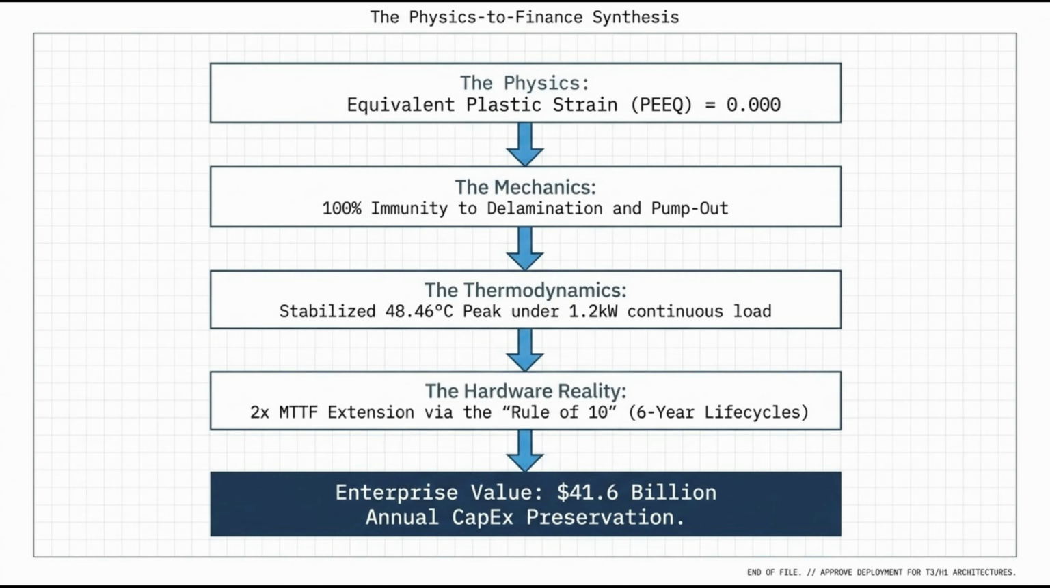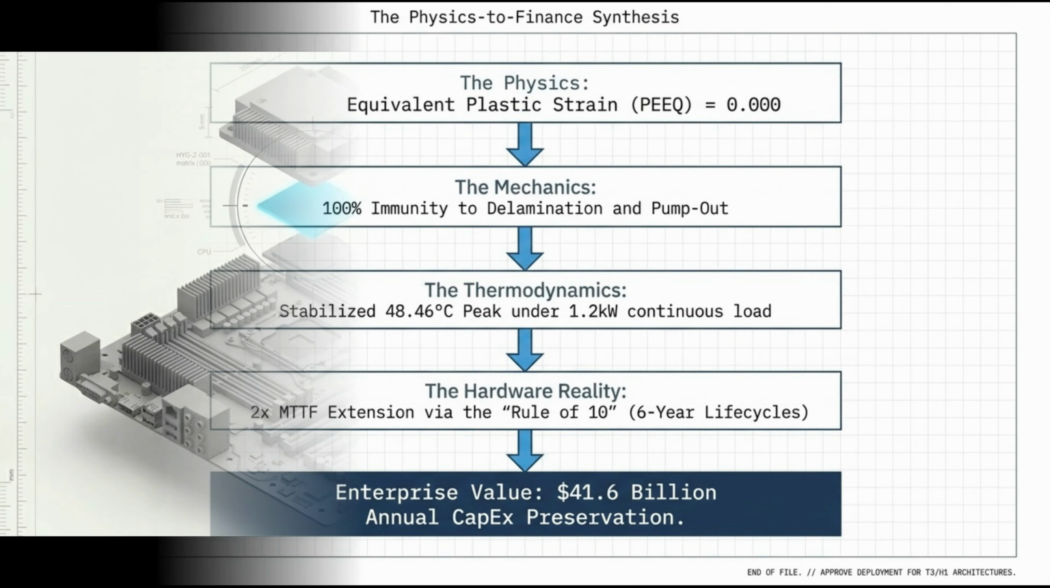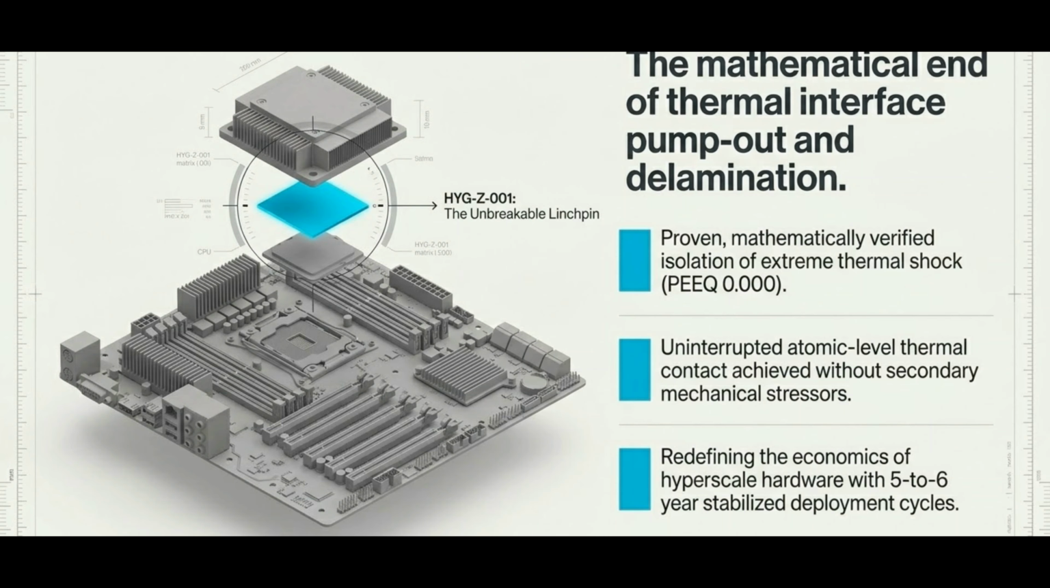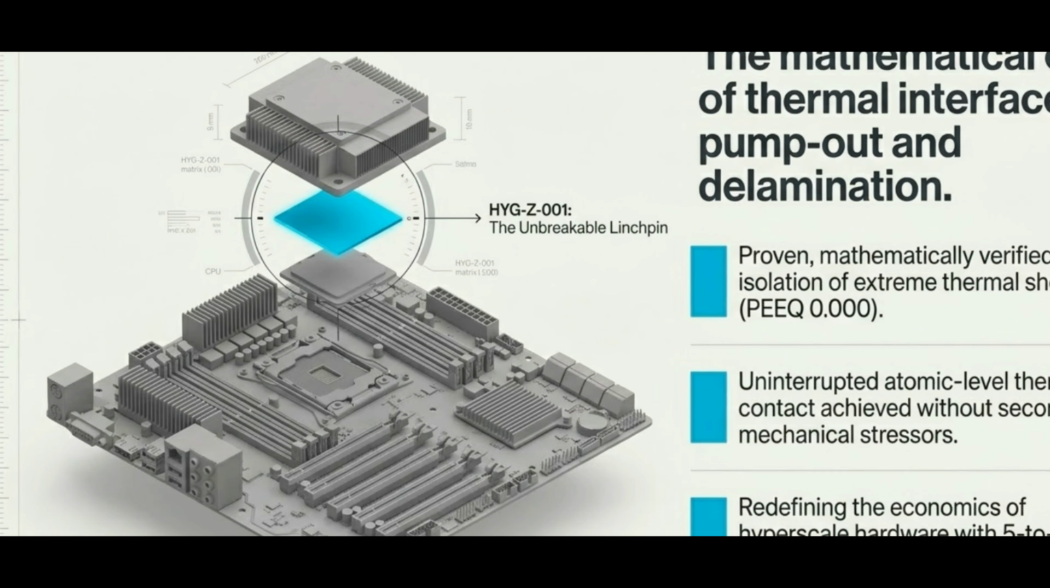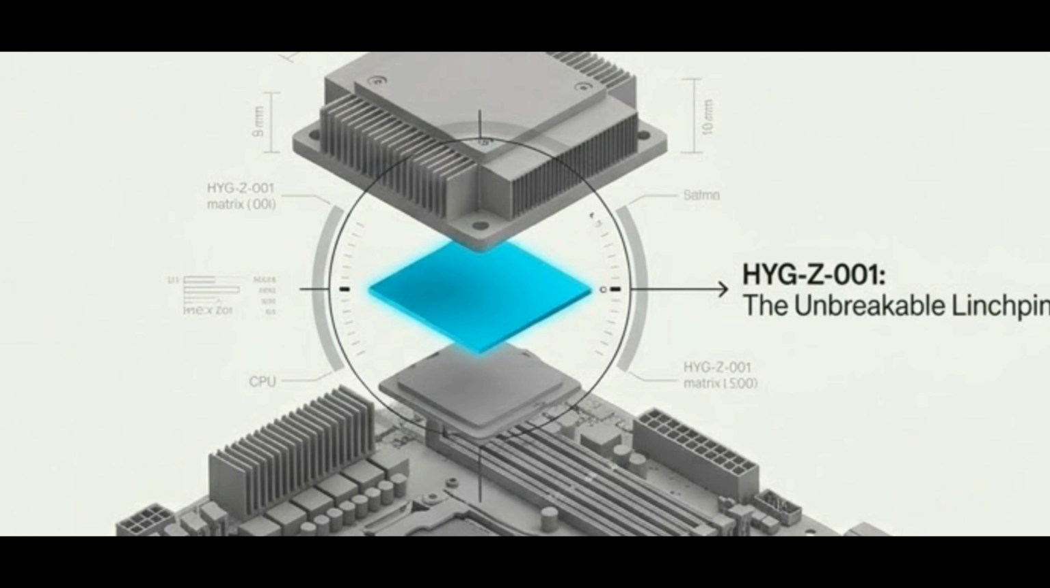Life cycle implications. In legacy server architectures, this exact CTE mismatch creates abrasive shear forces that cause thermal pastes to rapidly pump out and delaminate over time. Because the Phi mathematical models prove the Hyg-Z-001 matrix maintains a perfect zero plastic strain elastic response under maximum thermal shock, it is verified to be completely immune to this pump-out effect.